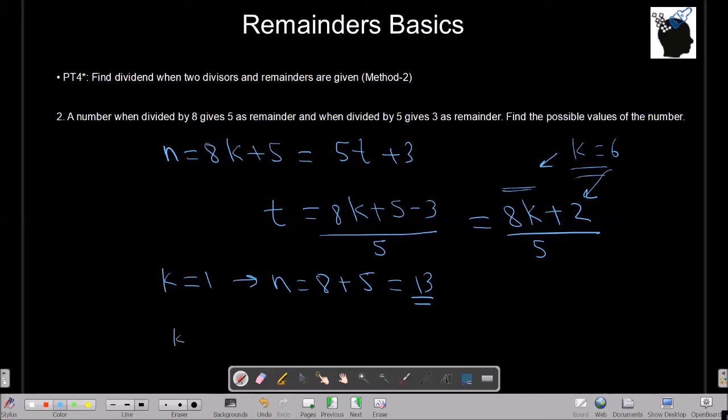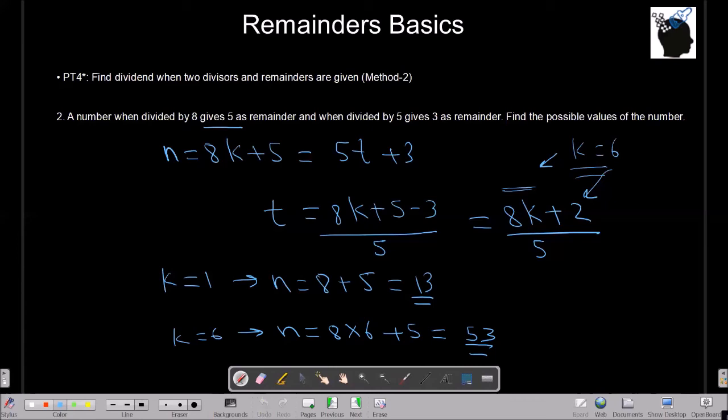So let's try it out. So when k is 6, value of n will be 8 into 6, which is 48, plus 5, which is 53. Let's check if 53 is the right number. So 53 when divided by 8 gives us 5 as remainder, which is correct. 8 into 6 is 48 plus 5 is 53. And 53 when divided by 5 gives us 3 as remainder, which is also correct because 53 is 50 plus 3. So as you notice, this method is actually less time consuming as compared to the previous one.